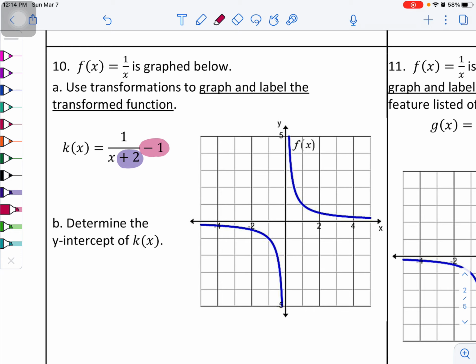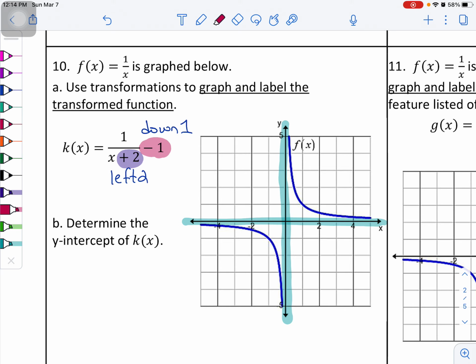So let's see, we've got f of x graphed. Use transformations to graph and label the transformed functions. Okay, so it's not required, but I highly recommend that you make a note to yourself so that you know that this plus 2 attached to x is going to move you left 2 units. And this minus 1 is going to move you down 1 unit. Now, in the original function, I'm going to put these in blue to match the blue curve that I've already got here.